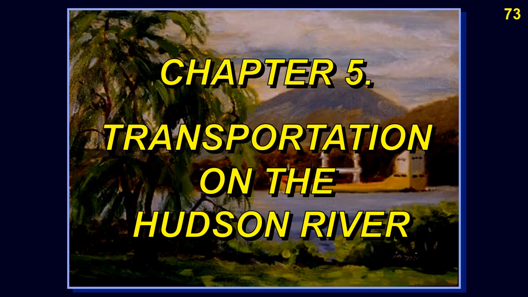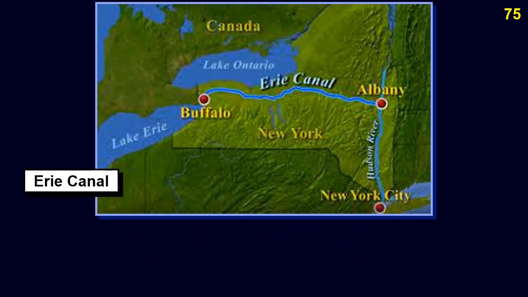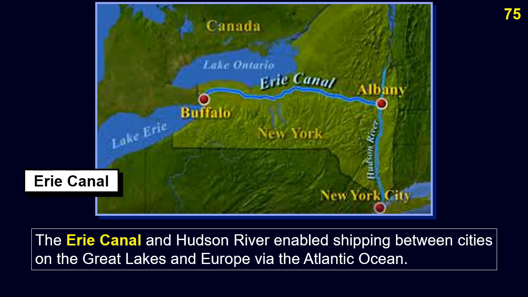Chapter 5. Transportation on the Hudson River. The Hudson River is navigable for a great distance above mile zero, at the Battery. The original Erie Canal, opened in 1825 to connect the Hudson with Lake Erie, emptied into the Hudson at the city of Albany's basin, just 3 miles, 5 kilometers, south of the Federal Dam in Troy, at mile 134. The Erie Canal and Hudson River enabled shipping between cities on the Great Lakes and Europe via the Atlantic Ocean.